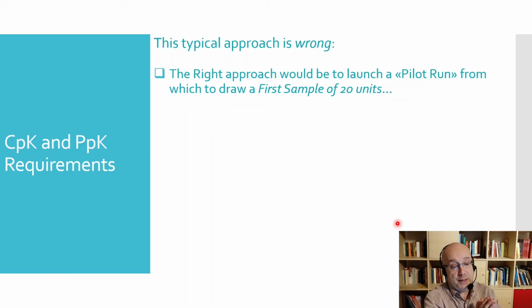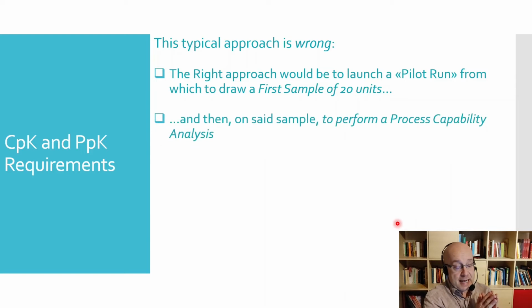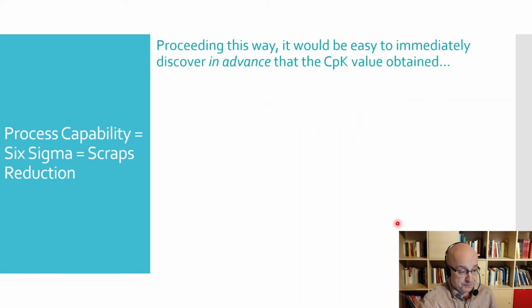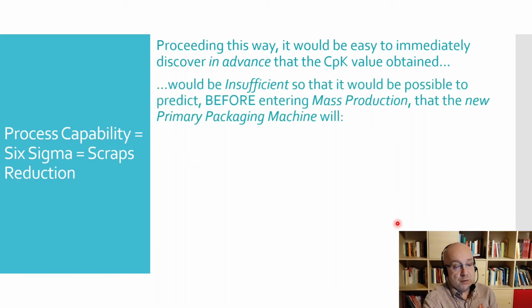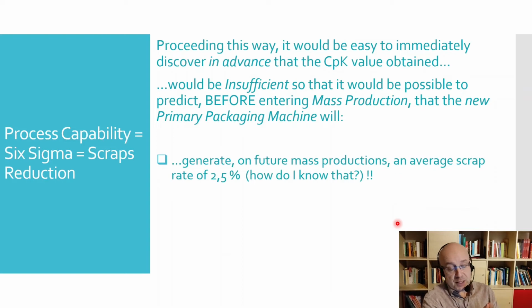The right approach would be to launch a pilot run from which to draw a first sample of 20 units, and then on said sample to perform a process capability analysis and see if the outcome is what should be expected, so a value equal or higher than 1.33. Proceeding this way, it would be easy to discover in advance that the Cpk value obtained would be insufficient, so it would be possible to predict before entering mass production that the new primary packaging machine, in our case, will generate on future mass productions an average scrap rate of 2.5%.